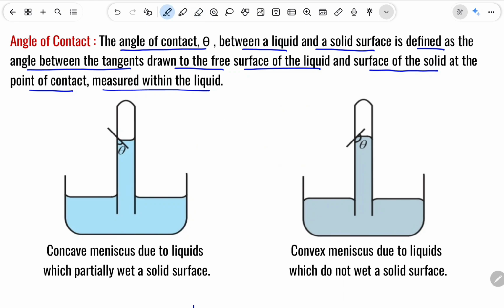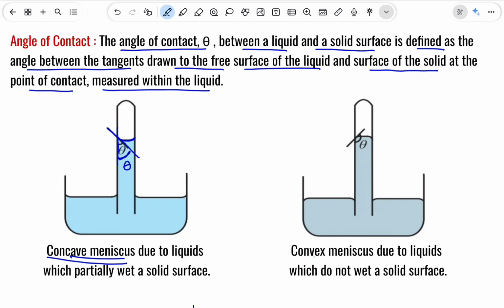Now on the left hand side, I have a tube in which the top surface of the liquid is curved downwards. Such a meniscus is called as concave meniscus, and we have shown the angle of contact. So let's understand that angle of contact. The top surface is curved like this. Therefore, this is the tangent drawn to the liquid surface, and we can draw a vertical tangent to the solid surface. The angle between these two tangents, theta, is nothing but the angle of contact. And we can see that for a concave meniscus, the angle of contact is acute.